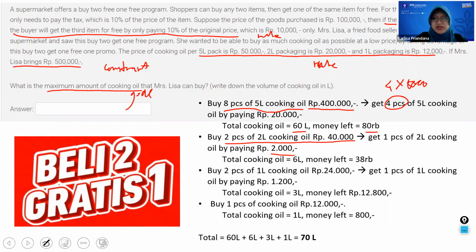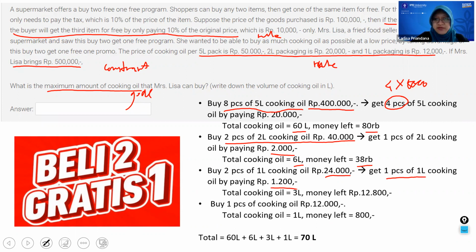So the total will be 6 liters, 3 times 2 liters, and my leftover money is 38,000 rupiah. Then for this part, I want to buy 2 pieces of 1-liter cooking oil. This is the price for 2 pieces, and then I will buy 1 piece of 1-liter cooking oil for this price.